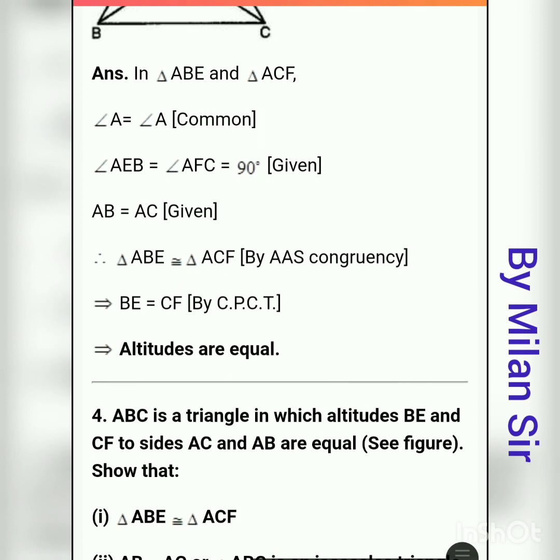Now by using CPCT, we can say that the second-third position BE equals the second-third position CF. So we can write like this: BE is equal to CF. The reason is CPCT, corresponding parts of congruent triangles. So we can say that the altitudes are equal. Here BE and CF both are altitudes, and we proved both are the same, so we can say that the altitudes are equal.